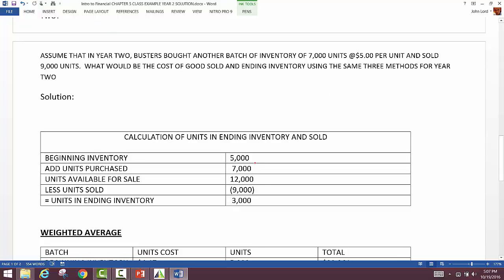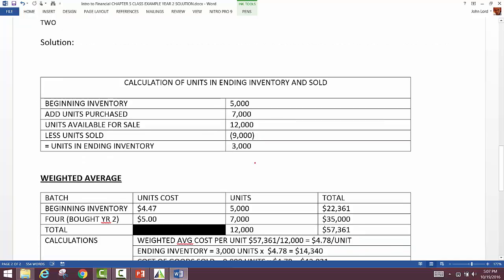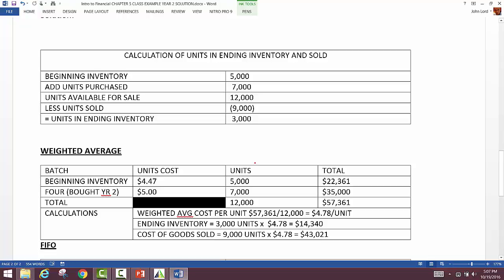Okay, so we go ahead now and go into year 2. We know we have beginning inventory of what? 5,000, right? And then they purchase an additional 7,000 units, so they've got 12,000. They sell 9,000, so there's 3,000 units in ending inventory. And we're going to go through again, and we're interested in cost of goods sold and ending inventory under LIFO, FIFO, and weighted average.